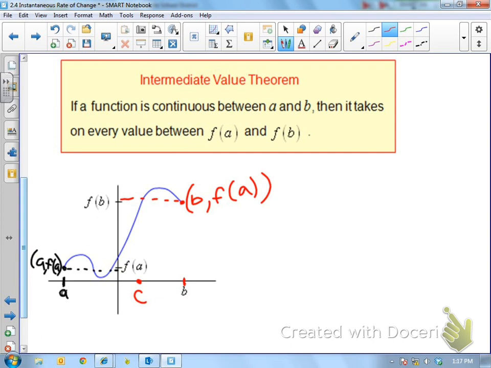Wait, I said that backwards. We don't like the c analogy. The c analogy does not work, because I could pick c over here, and that's not between f of a and f of b.